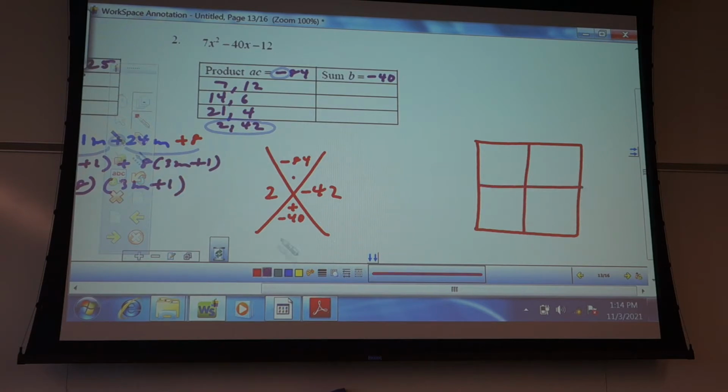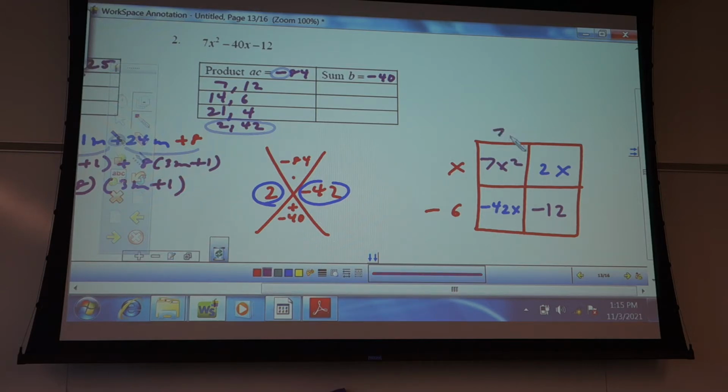And I'm going to put the first thing in the first spot, 7x squared. The last one goes in the last box, negative 12. And these two inside ones come from these guys, 2x and negative 42x. Now I'm going to factor out everything I can for this first row. What can I factor out of the first row? I can factor out an x. What can I factor out of this bottom row? I can factor out a negative, let's see, 42 and 12, 6. Negative 6.